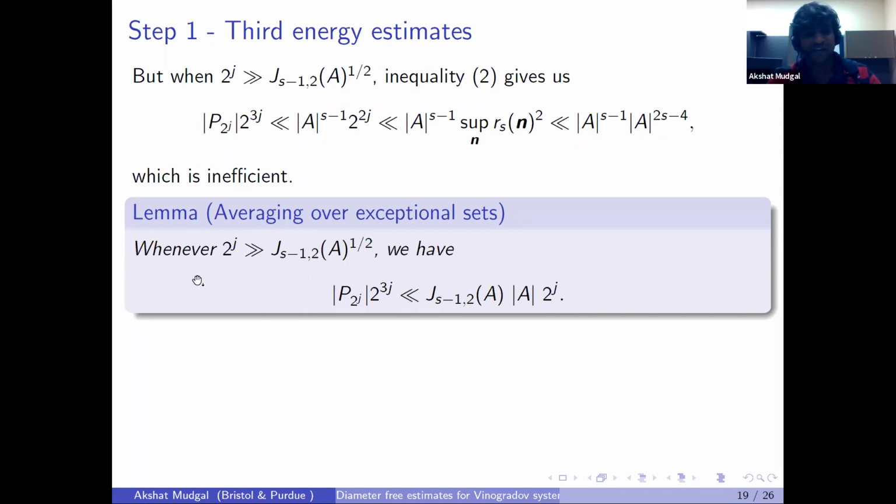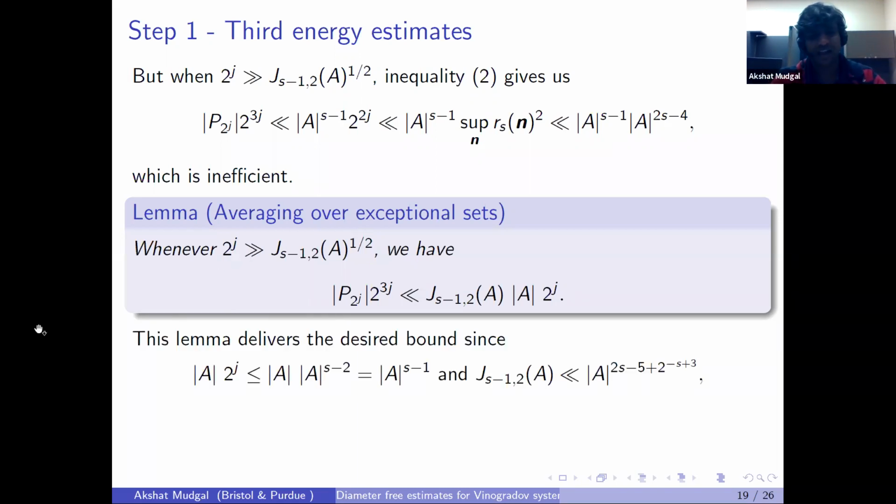I will not prove this lemma here, but it's a quite nice and simple proof, and it precisely gives us what we require. Assuming this lemma to be true, assuming that for all the large representations you have a nice bound, this lemma delivers the required bound. You can see this because p tau times tau cubed is bounded by this. For the factor a times tau, I can again use the trivial bound for tau, and this gives me a to the power s minus 1.